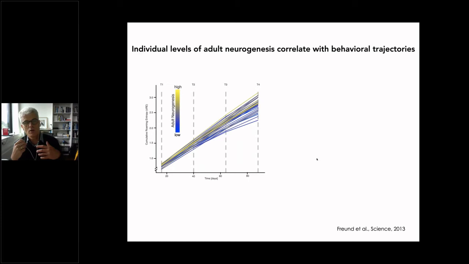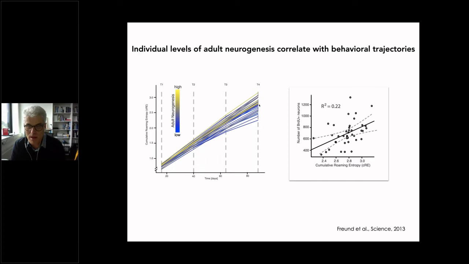And so if you plot these measures of roaming entropy, of this interaction with the environment, in this way, this was done in four bins here, so that the curves are a bit smoothened, you can see that these trajectories diverge a bit, and it's given away by the color code already here, that animals in this highest category of the cumulative roaming entropy have the highest levels of adult neurogenesis. And the same can of course be depicted a bit more mathematically, and you can see that the coefficient of determination is 0.22. So that means that 22% of the variation in adult neurogenesis can be explained with these differences in roaming entropy.